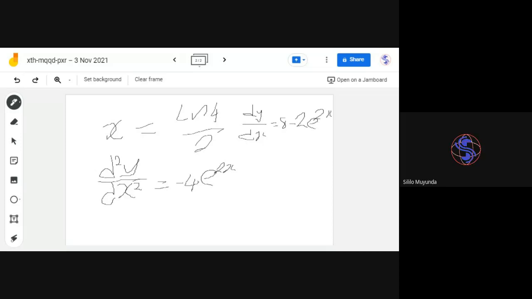We're trying to determine whether this point is... Wait a minute. Have we even found the critical point? No, we've only found the x part of the critical point.